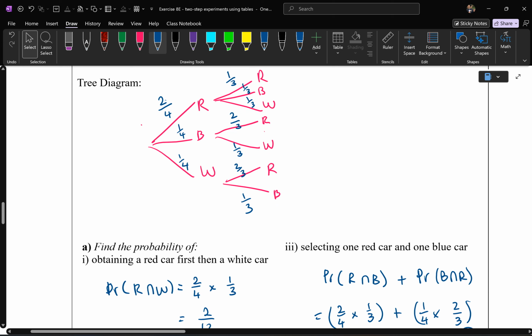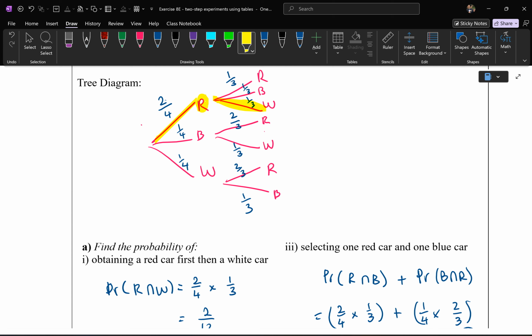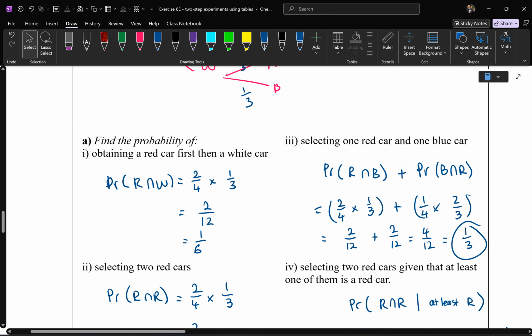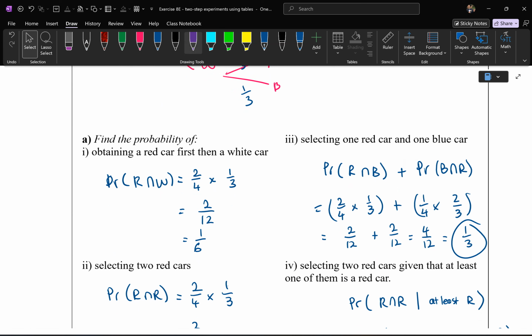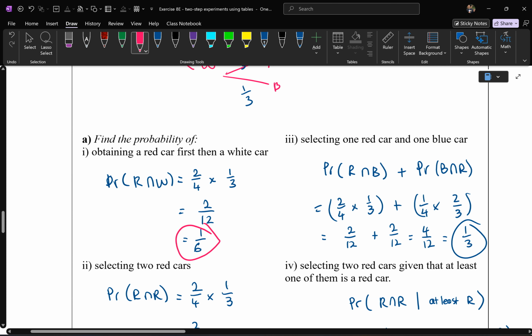Now answering the first question, it says obtaining a red car first, then a white car. So most people should have been able to see getting a red car first, then a white. So there's only one option there. So it's 2 quarters, so by the multiplicative rule, you've got 50% chance of getting a red, and then you've got a third chance of the 50% to get red then white. So it's 50% times 33%, or 2 quarters times a third. That gave me 2 out of 12, 1 6. Hands up if you got 1 out of 6 for the first one. Good? Okay, so that's the first one. So most people should be able to figure that out with the tree diagram, becomes more obvious.